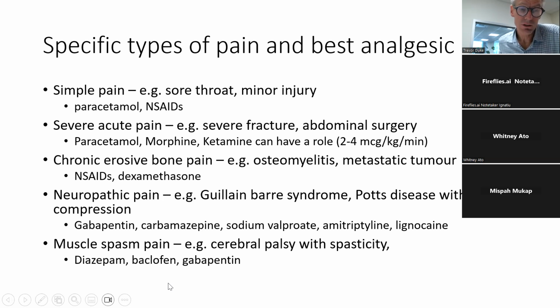There's some other pain that can occur. We talked about chronic erosive bone pain, and a bit about neuropathic pain, and then muscle spasm itself can lead to a lot of pain, either from trauma or from cerebral palsy with spasticity. Limb spasticity can lead to pain, and for that, using a low dose of a muscle relaxant can help a lot, and that can be diazepam. Again, gabapentin can be useful for chronic muscle spasm pain, as can a medicine called baclofen, which leads to muscle relaxation and reduces spasms.